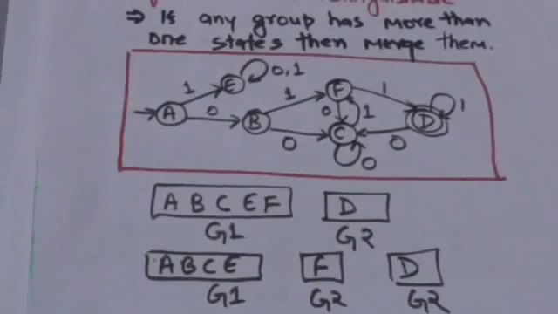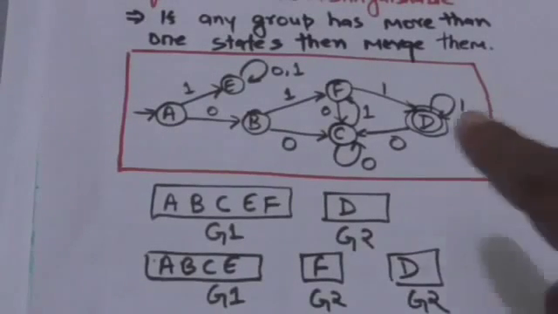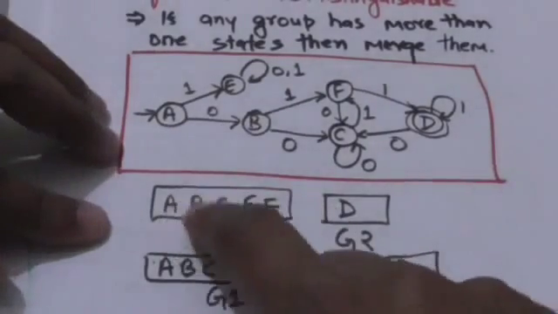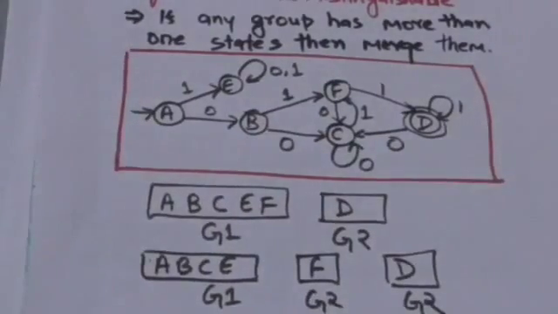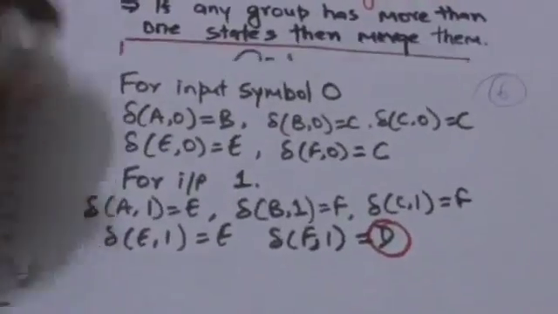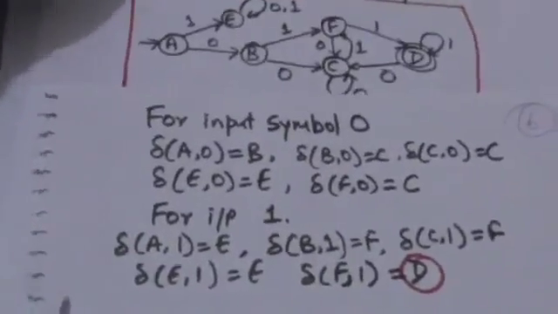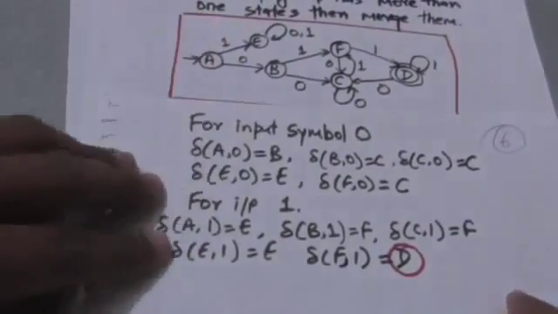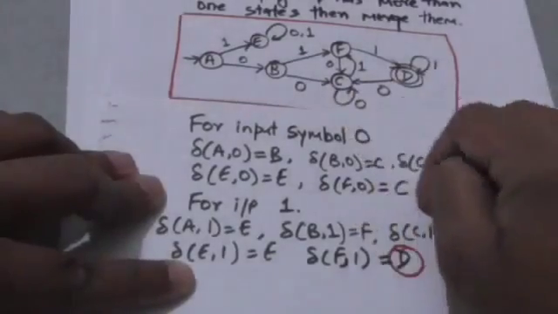So what is the first step? We have to divide all states into two groups. One group will contain non-final states, that is A, B, C, E and F. And the other group will contain the final state D. Now, we have to find the transitions of all states for all input symbols. Here we have only two input symbols.